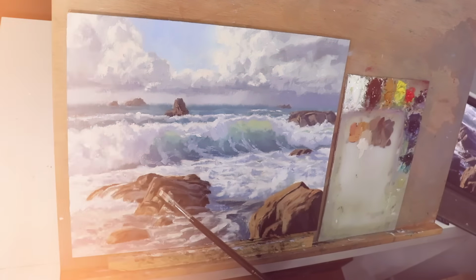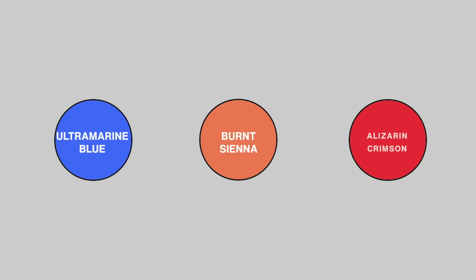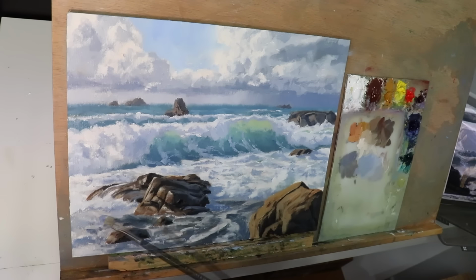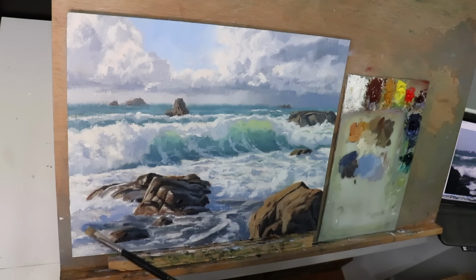Instead, I've added a little bit of ultramarine blue, some burnt sienna and a little bit of alizarin crimson. Such a small amount just to darken the value, but making sure that the value is lighter than the previous layer that I've added, but not completely white, because that's my lightest tones and I'm going to be saving those until the end.